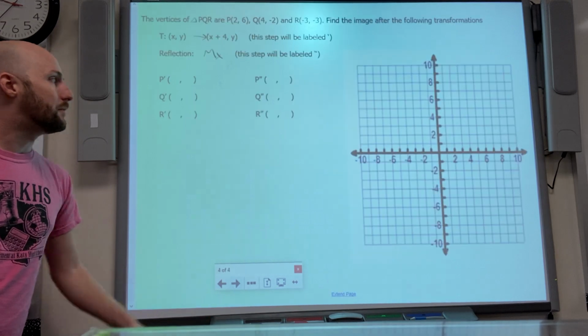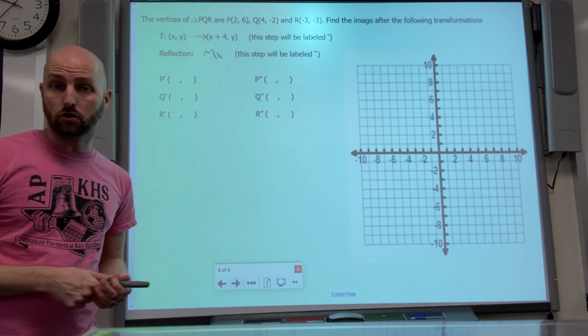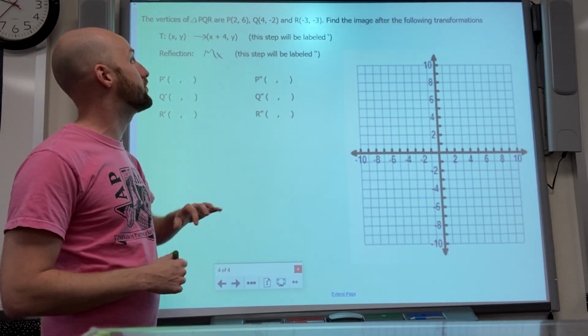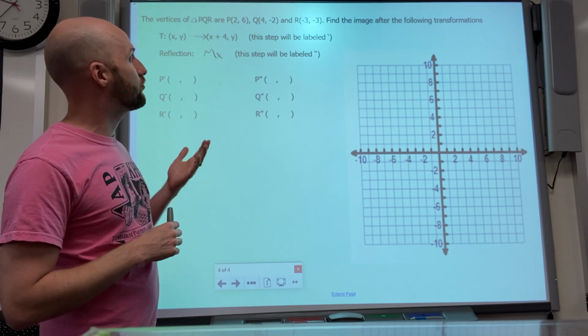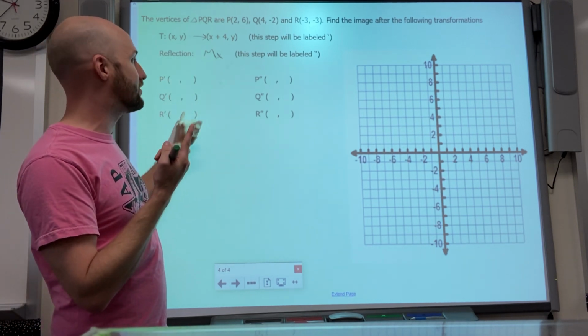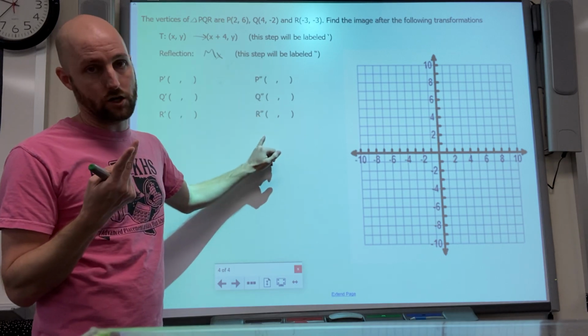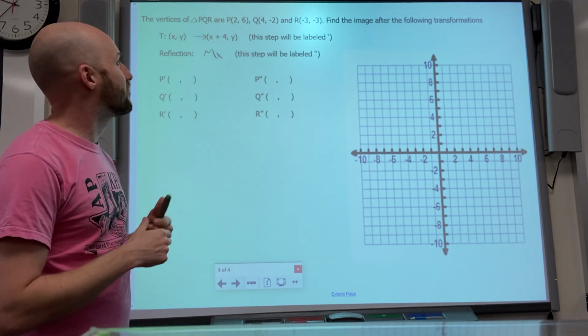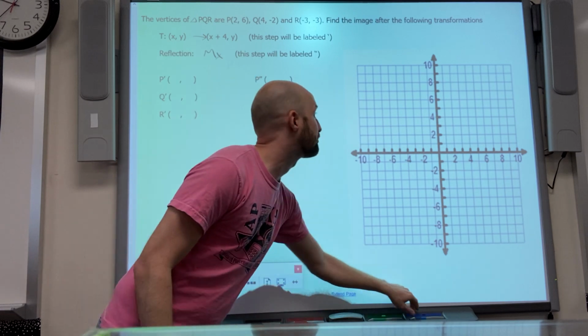Okay, one last problem, and this is more like what your homework is going to look like tomorrow. You're going to get a page of a bunch of these where it gives you two transformations to do, and it is going to ask you to fill out the in-between step and the final location of your image. So I just want to work through one that looks like this.